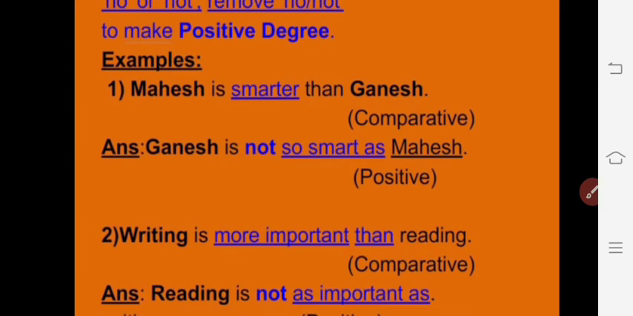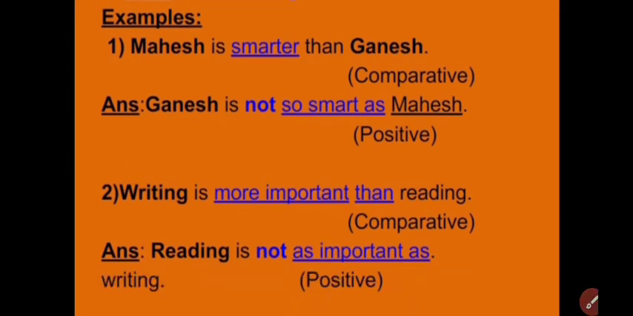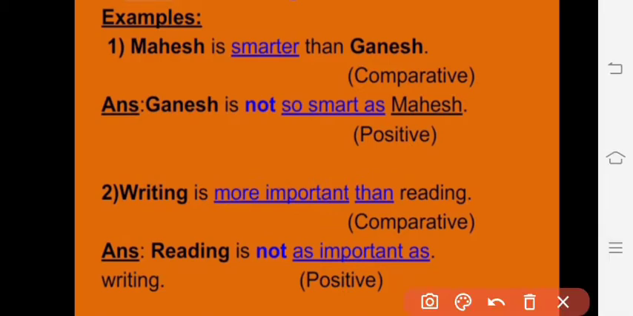Example 1. Mahesh is smarter than Ganesh. Now how can you identify this is a comparative formation? Smarter, er is given. Smarter, cleverer, more beautiful, more important. Here most is superlative, but we are talking about comparative. So er or more form is applicable. So Mahesh is smarter than Ganesh. This is a comparative formation.